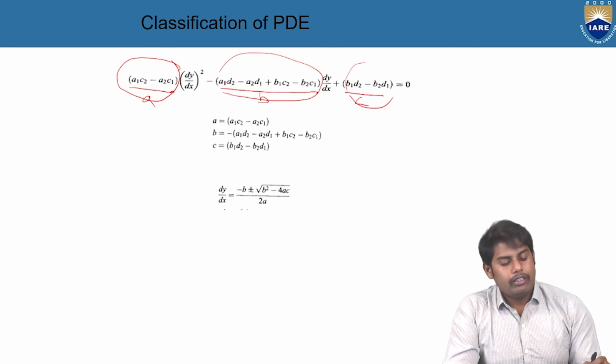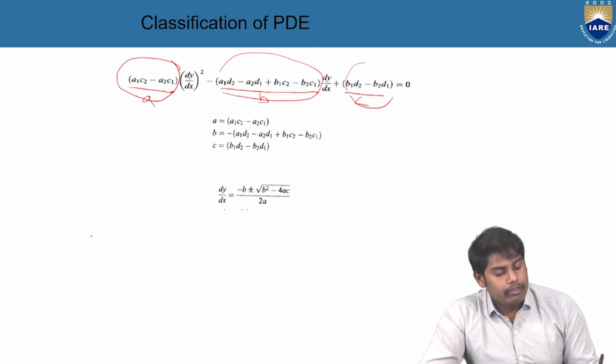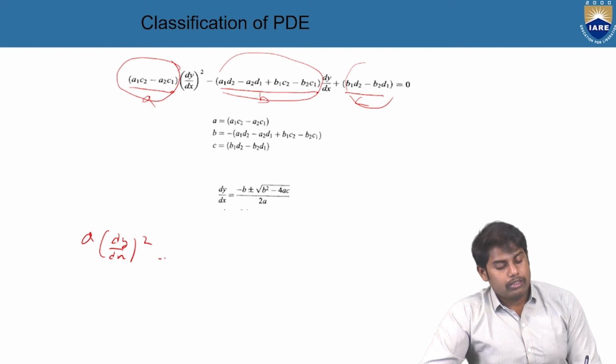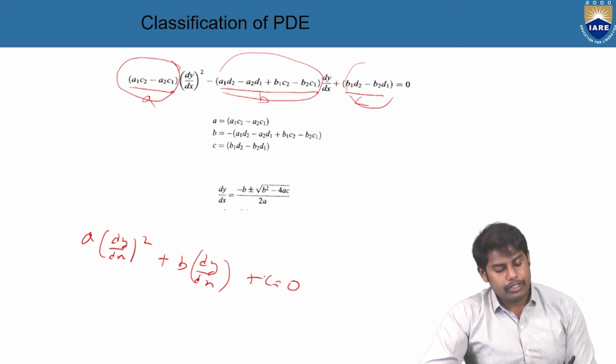So basically the equation we have is A into dy by dx squared, minus, sorry, we have taken B as minus of this term, plus dy by dx, plus C is equal to 0.